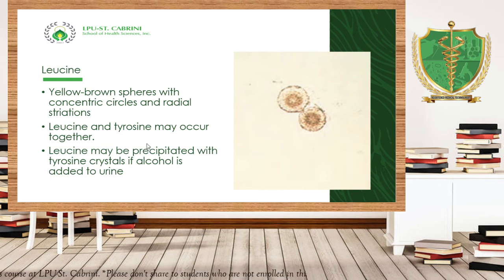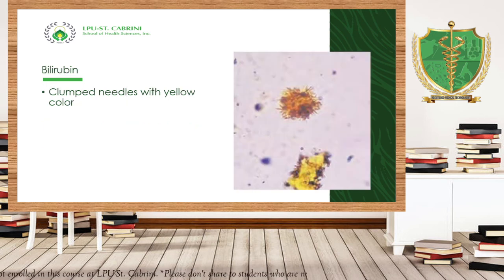Okay? And take note guys that leucine may precipitate with tyrosine if alcohol is added. So para malaman mo kung talagang leucine yan, maglagay ka ng alcohol, magpiprecipitate po yan to tyrosine. At anong itsura ni tyrosine? Para pong mga needles. Next is we have here bilirubin, no? It's clumped needles with a yellow color. So definitely kapag makakakita ka nito, dapat positive din sa bilirubin ang ating urine.